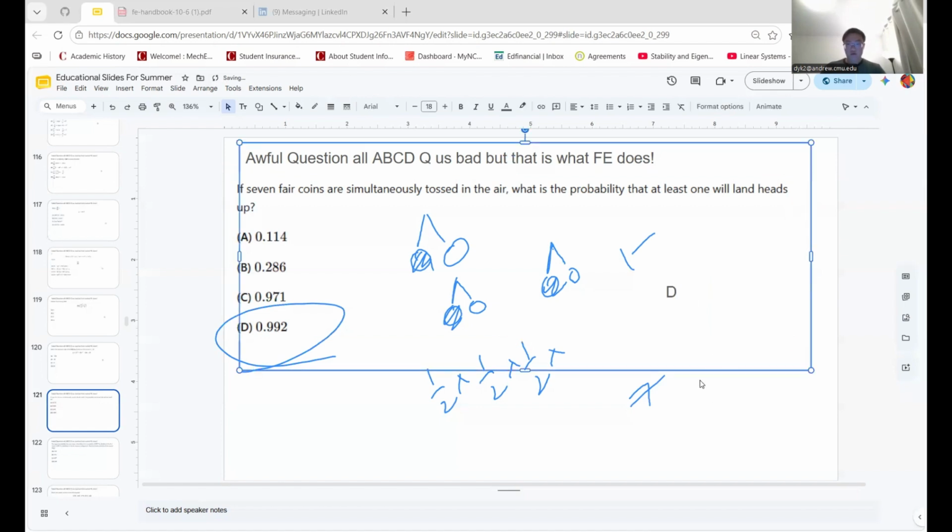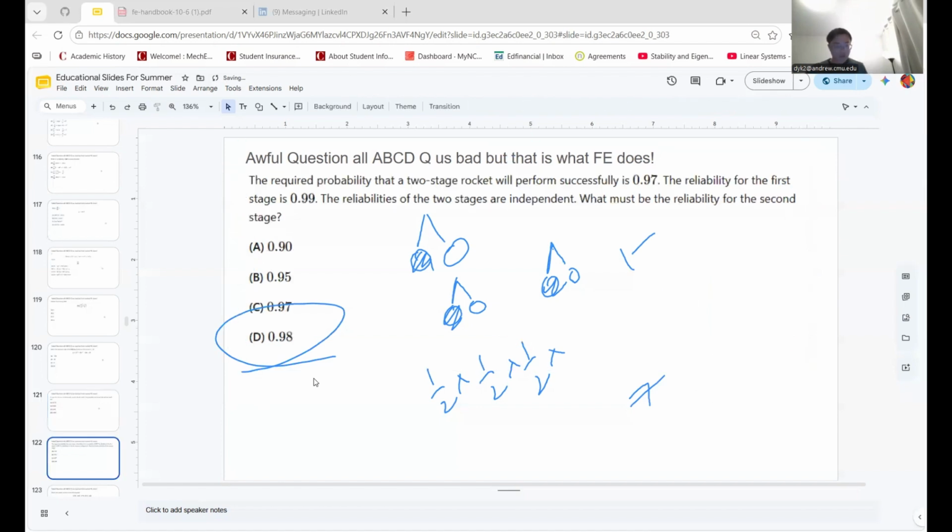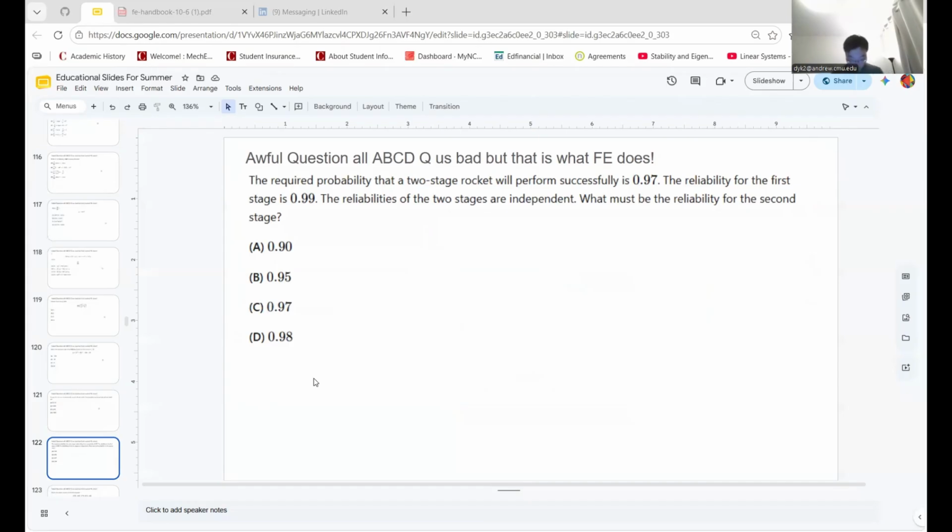Okay, so it's all right. Next one is a probability question: the probability of a two-stage rocket performing is 0.7. The probability of the first rocket is 0.99. And what's the probability of the second, dependent?